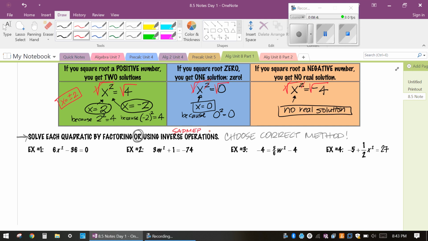Take a minute to write down these instructions. Solve each quadratic by factoring or using inverse operations. Remind yourself that SADMEP is what inverse operations is referring to, and that it is super important that you choose the correct method. I'm not going to tell you which one is the one you're supposed to use.